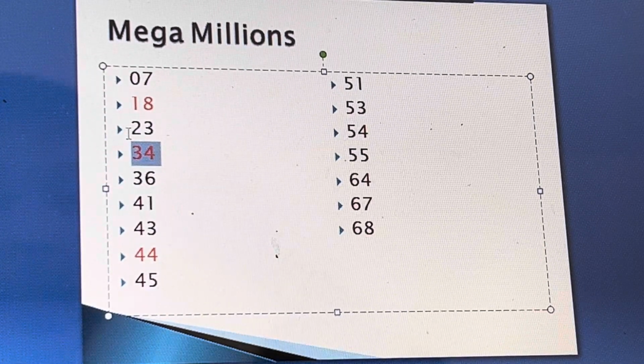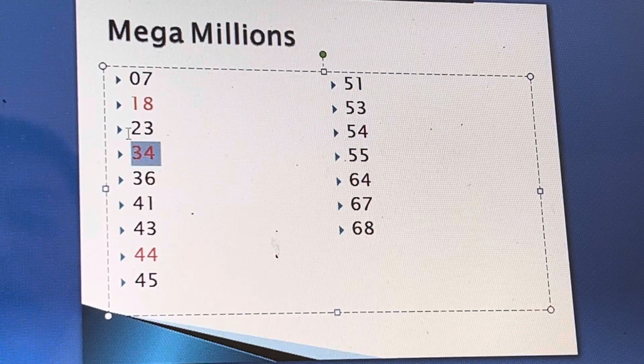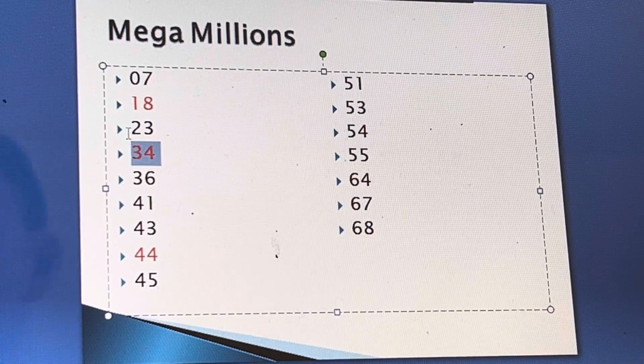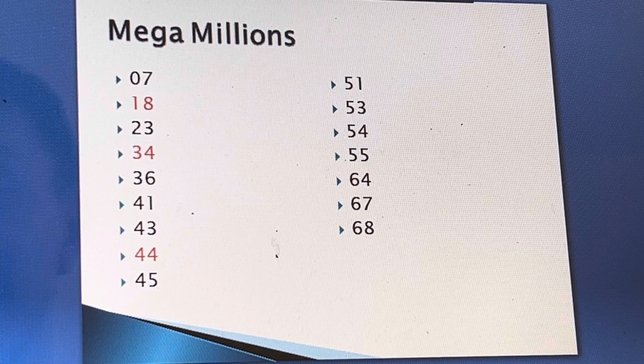And using code numbers, we have these three. So let's say I want to use these three numbers as my code numbers for tonight's Mega Man drawing: 18, 34, and 44. So using these top three picks, I formulate a Dster. So let's generate a Dster.